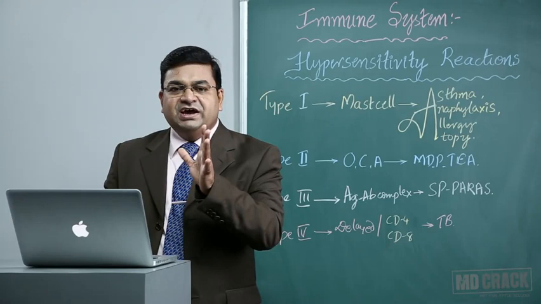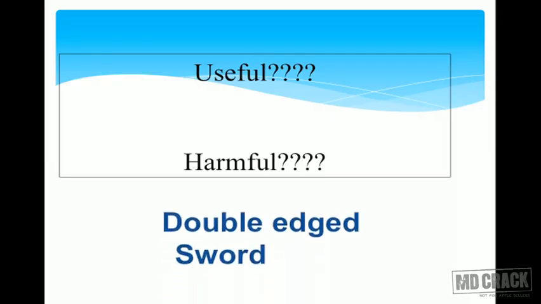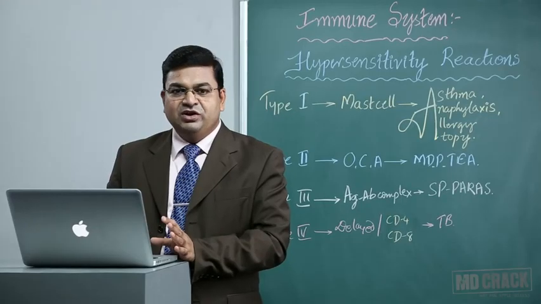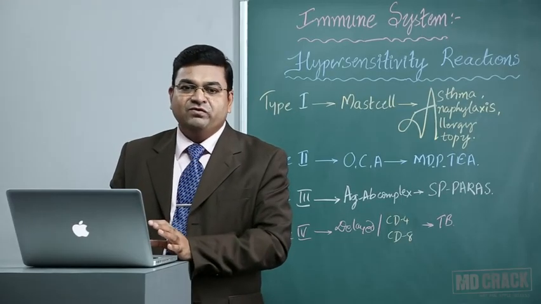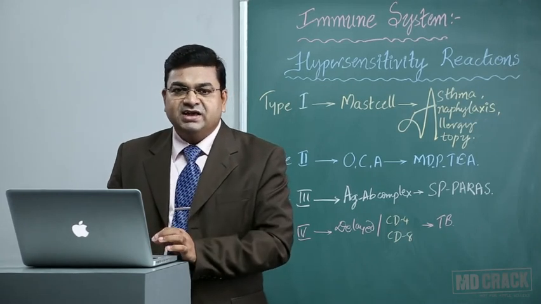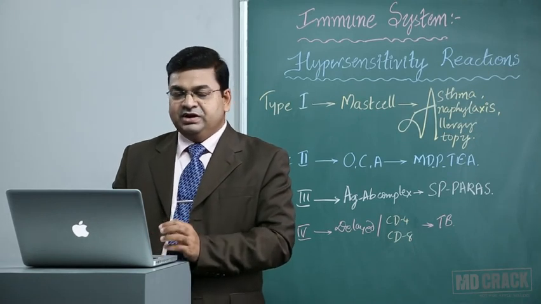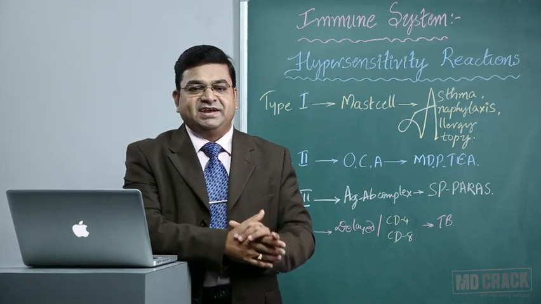So if you see the type 1 hypersensitivity reaction, you can tell whether immunity is good or bad, useful or harmful. Remember, immunity is something like a double-edged sword. It cuts on both sides. It is useful and it is equally harmful when in excess. So hypersensitivity reactions are all due to an exaggerated immune response, which can sometimes prove lethal. That's about type 1 hypersensitivity reaction.